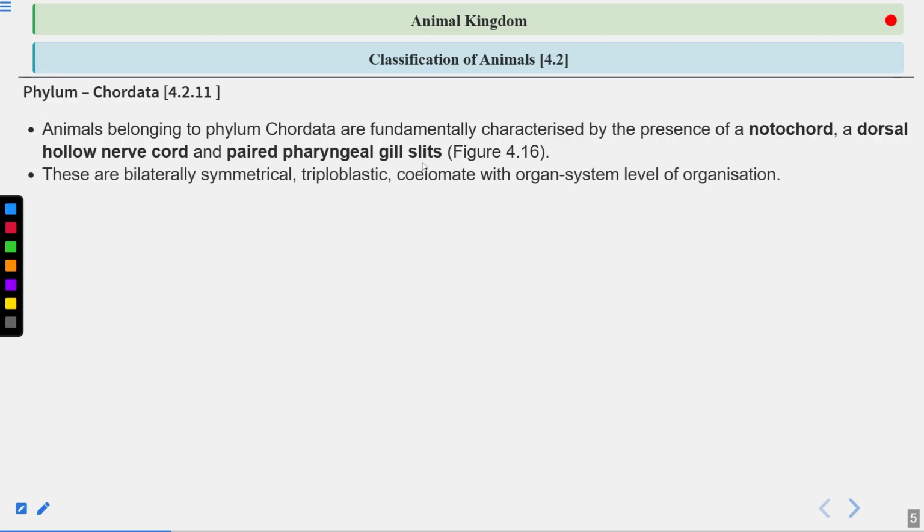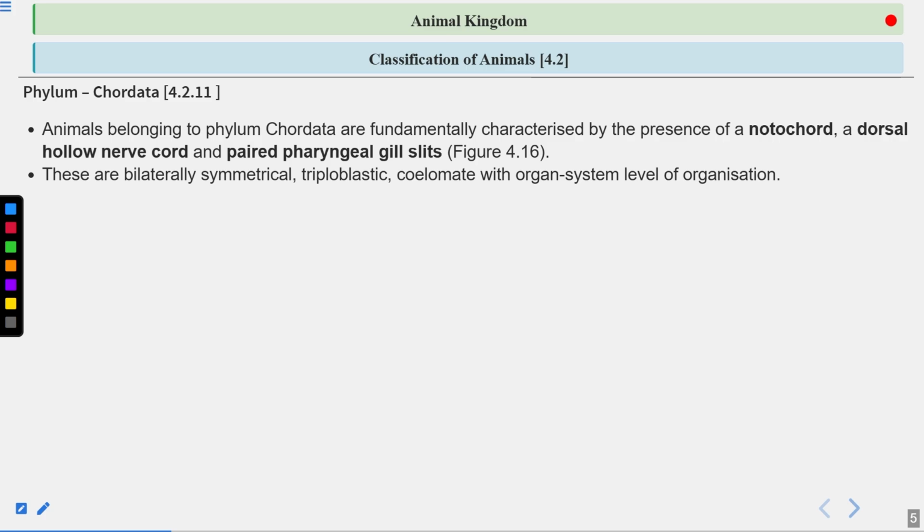These are bilaterally symmetrical. Bilaterally symmetrical means the organism can be divided from the center of its axis. One plane passes through the center of its axis, and when you divide the organism, it can be divided into two equal halves, and that is called bilaterally symmetrical. Triploblastic. The embryo has three germinal layers: ectoderm, endoderm, mesoderm. We have discussed this many times, right?